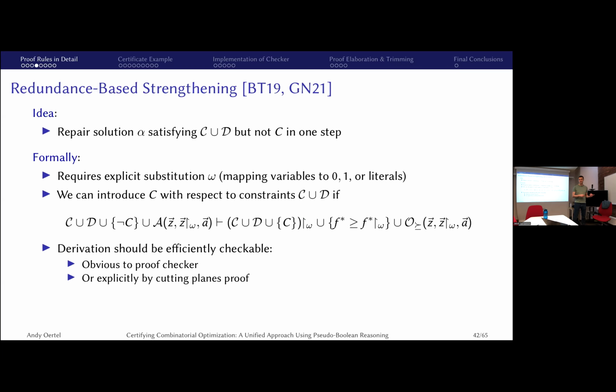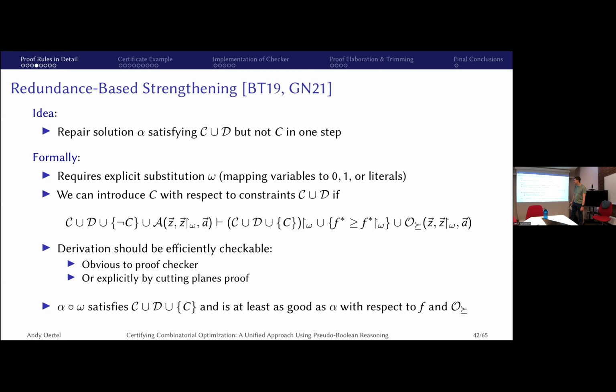Then for C to be derivable, we have to show that this derivation holds. And this derivation has to be efficiently checkable. Efficiently checkable means it's either obvious to the proof checker that it's derivable by the syntactic sugar rules that I showed you, or you have to give an explicit cutting planes proof for this derivation.